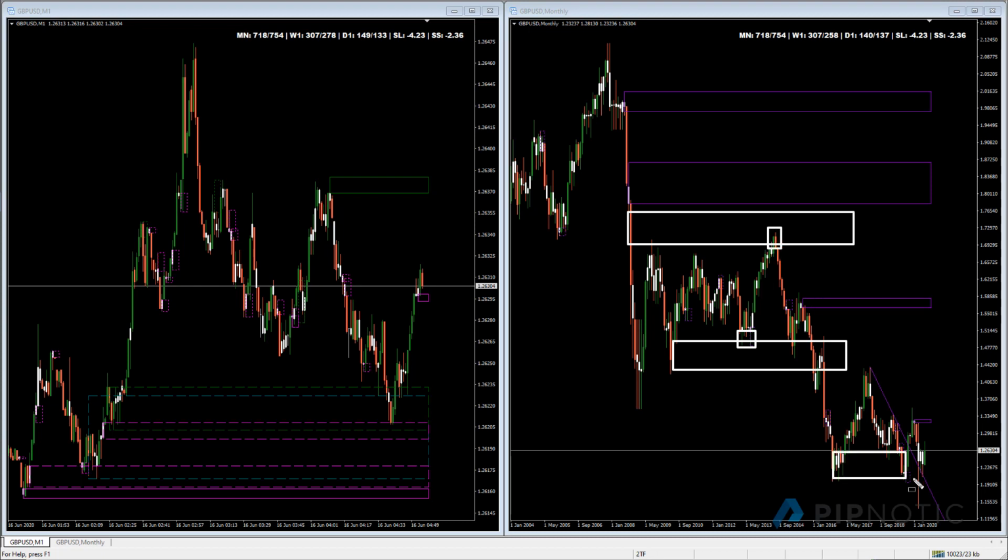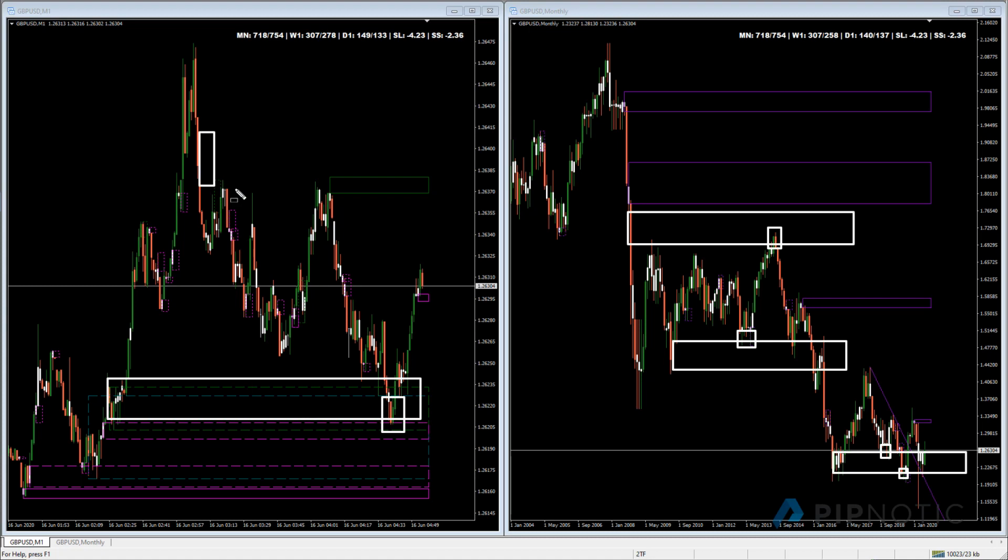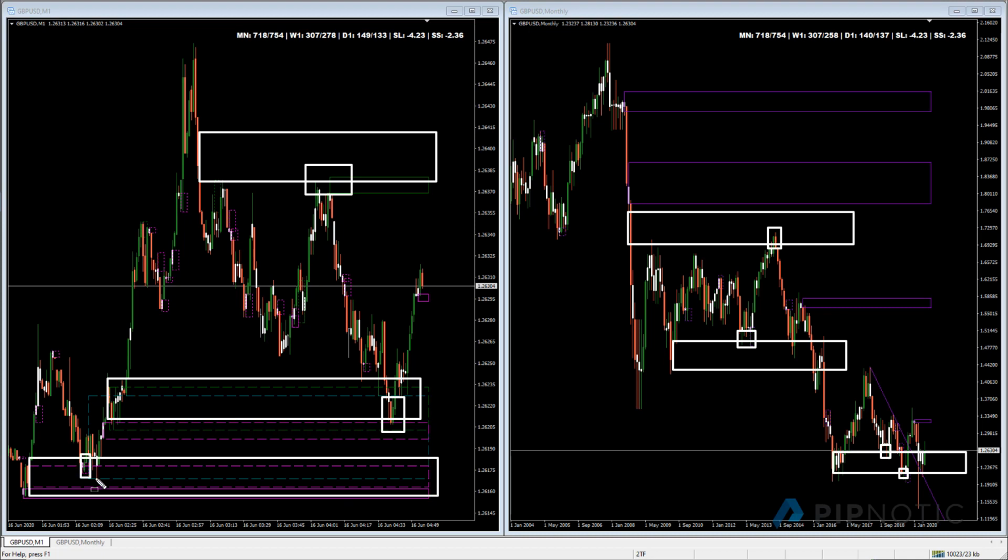Okay, we have an origin, price returned to the origin. We went a little bit deeper and now we're gone. We have an origin, price returned to it. We have a sell zone, price returned to it. It's the exact same thing. We have an origin, price returned to the origin. Okay, so this is the exact same thing again happening. This is the 1 minute chart and this is the monthly chart.